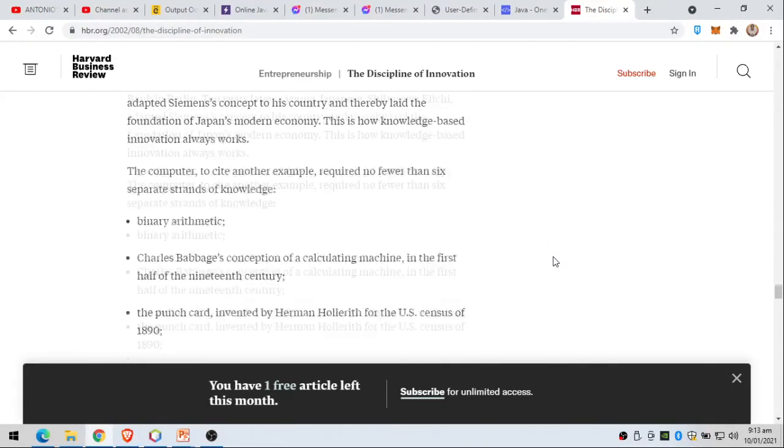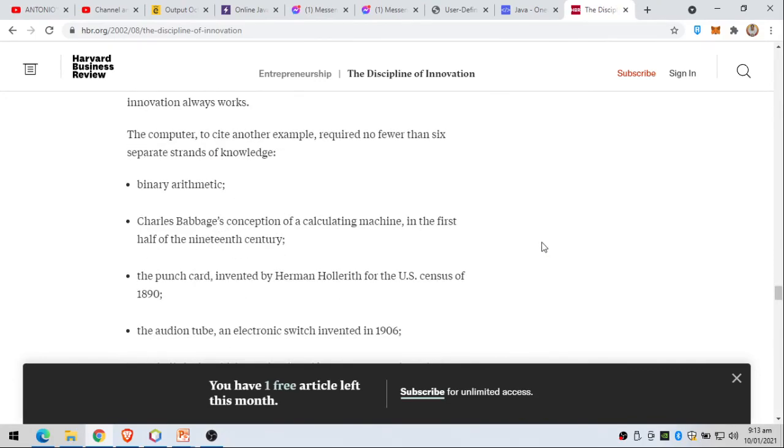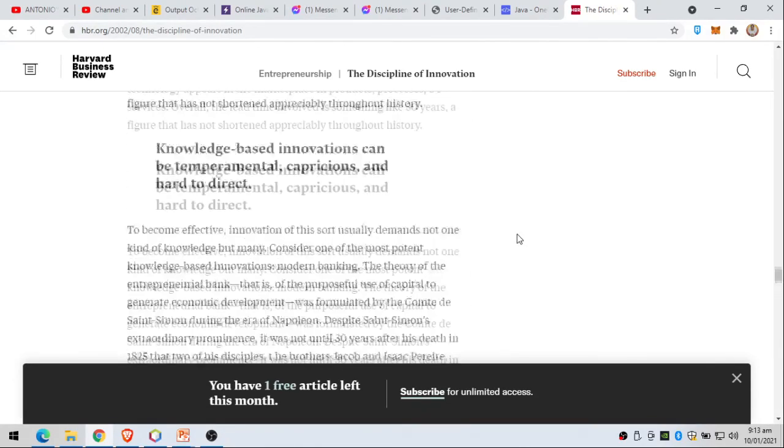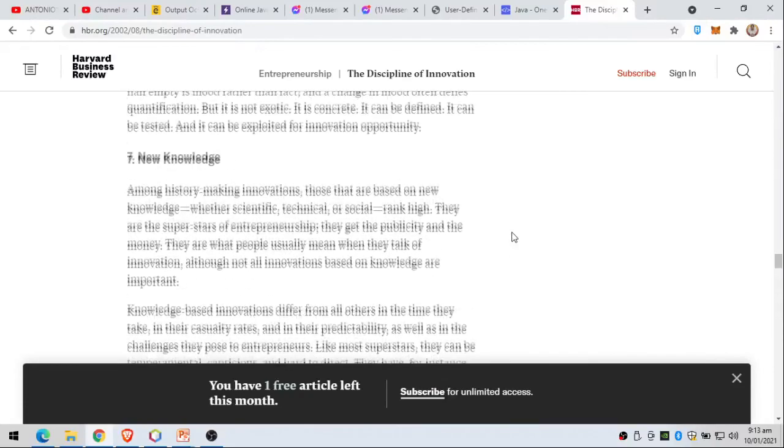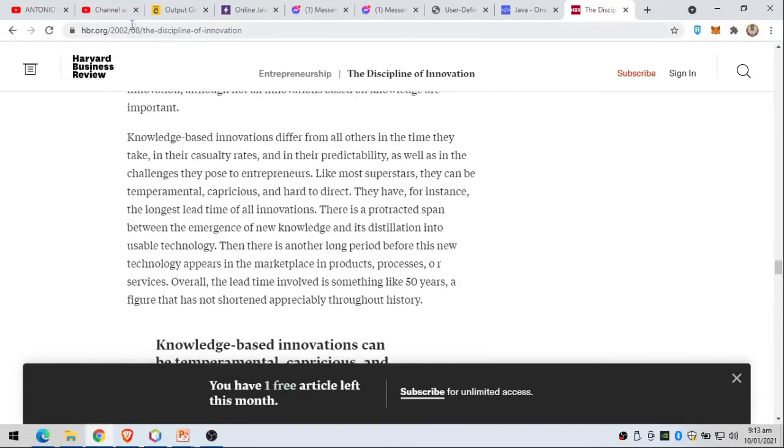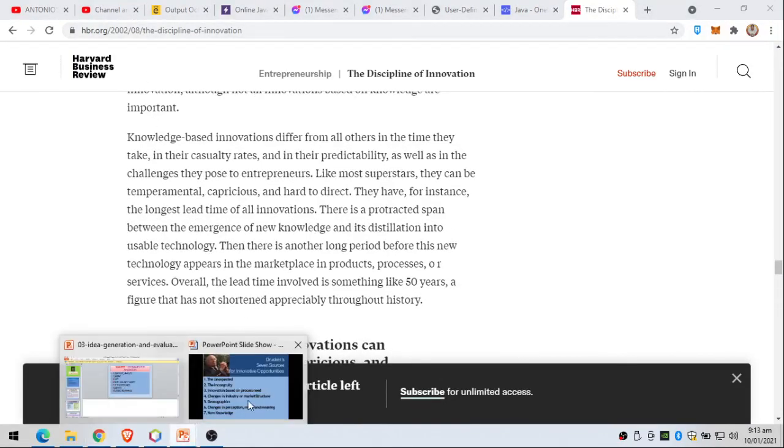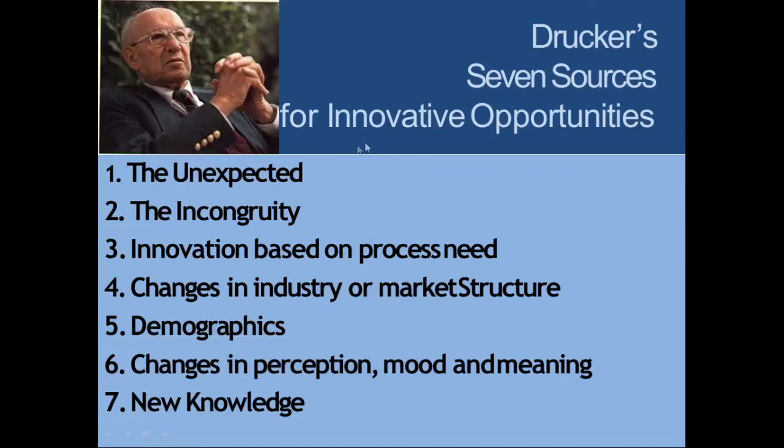So, these are the seven sources of innovative opportunities by Drucker, and the rest of the slide will be discussed in the next video.